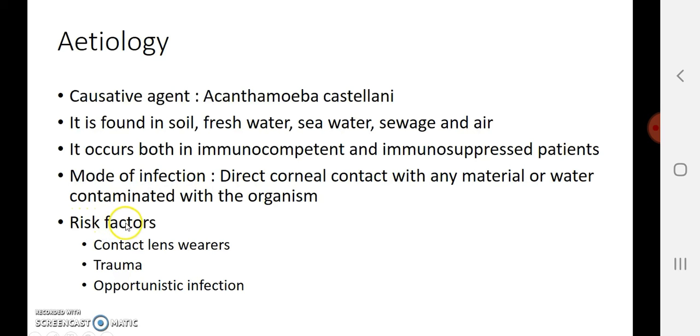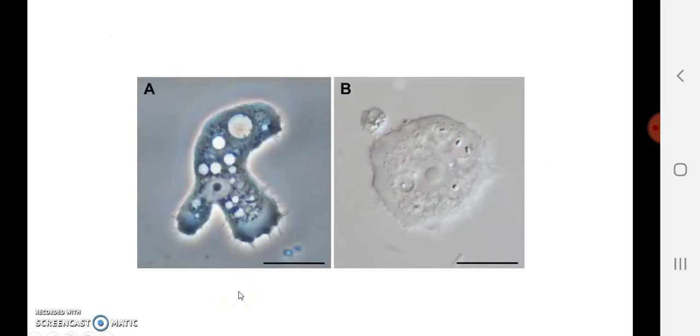What are the risk factors for developing Acanthamoeba keratitis? Contact lens wearers have a higher risk for developing Acanthamoeba keratitis. This is because of the contaminated lens solution. Trauma can lead to Acanthamoeba keratitis, and Acanthamoeba keratitis can occur as an opportunistic infection in patients already suffering from viral keratitis or bacterial keratitis. This picture shows the trophozoite stage of Acanthamoeba, and this is the cyst form of Acanthamoeba. Acanthamoeba exists in these two forms, that is trophozoite form and cyst form.